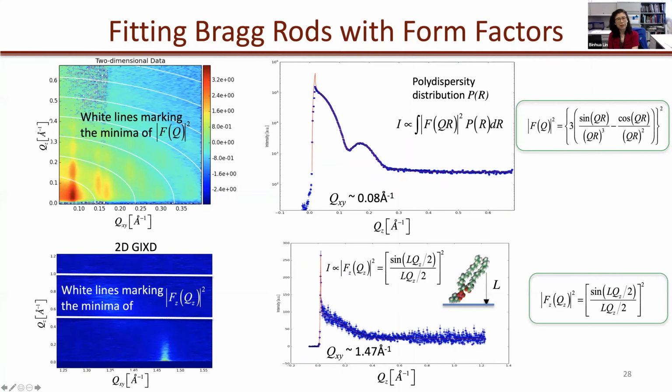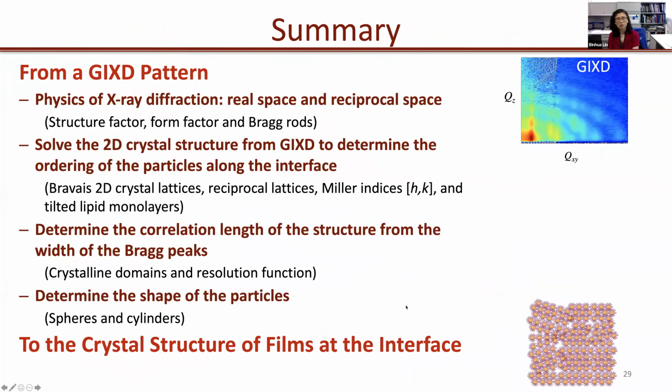For the lipid, you get your data this way, cut vertically. We don't see that many minima here, not because they're not there, but because the scattering is not very strong. Here we fit this vertical data with the rod form factor, just a simple sinc function, assuming it's not tilted. And it gets a very good fit here. With that, we conclude the lecture on GID.